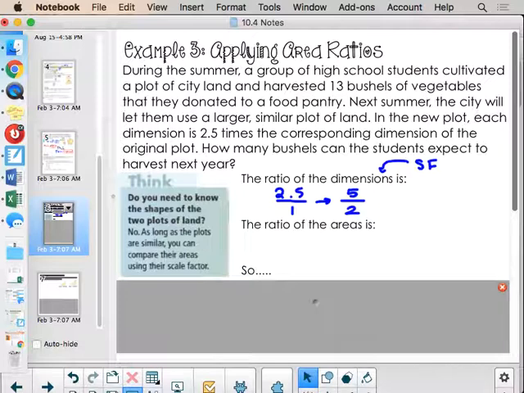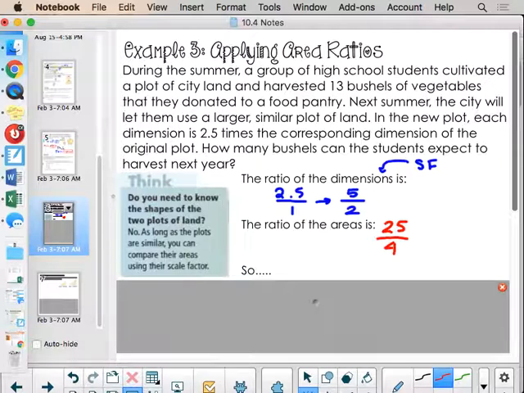Area is important in this particular word problem because are you only planting bushels around the perimeter? No, you plant bushels all across the land, which means you actually need area in this problem. So what do I need to do to my scale factor to get my ratio of my areas? Square them both. So if I have 5/2, when I square that, that gets me what? 25/4. Okay? So we have 25/4 is the ratio of our areas.